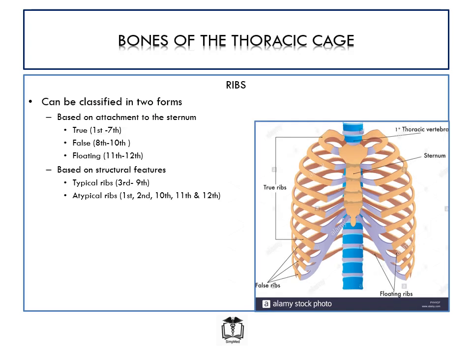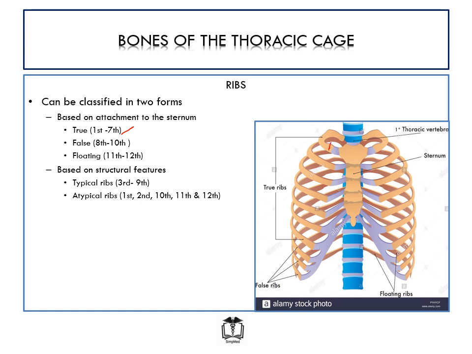We classify ribs into two major forms. We can classify them based on their attachment to the sternum. We can also classify them based on their structural or anatomical features. When classifying based on attachment to the sternum, we have three major types of ribs. We have true ribs, which are ribs 1 to 7. These are ribs that are connected directly to the sternum through a costal cartilage, so they have their independent costal cartilage.